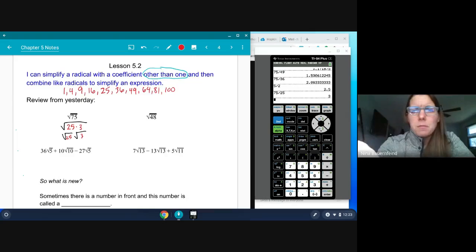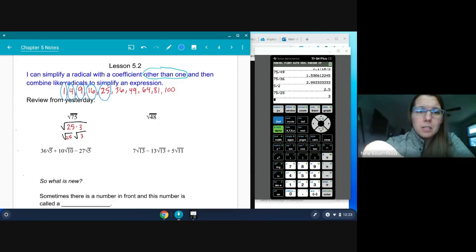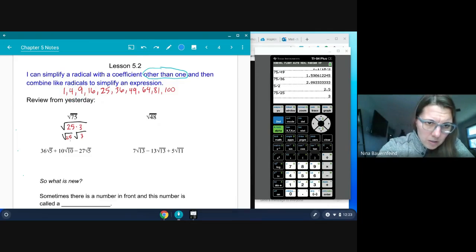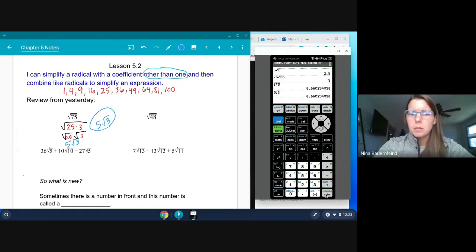It is 5. And remember, if you don't know it off the top of your head, you can count. This is the first number in the list, second, third, fourth, fifth. Since it's the fifth number, that means it is 5. So 5 square root 3, that's our answer. And again, that's just saying that the square root of 75 gives us this weird number, but so does 5 times the square root of 3. You get the same weird number, okay?